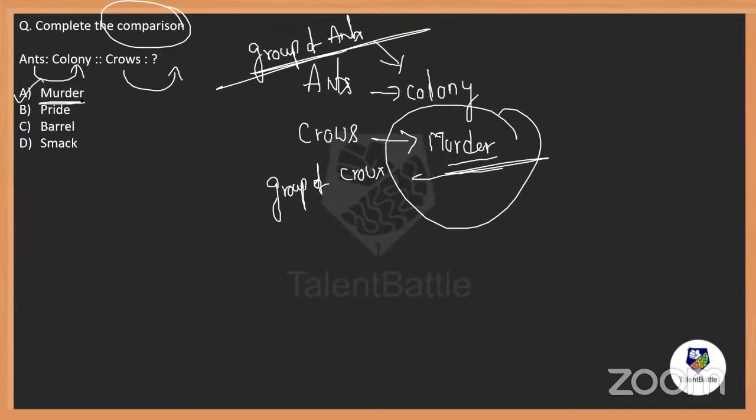Option A. So this is the name of the group of the animals. It's the name of the group, like murder. So it's option A here. It's a group name.